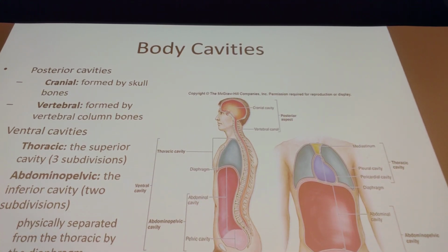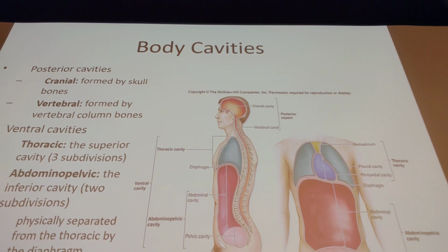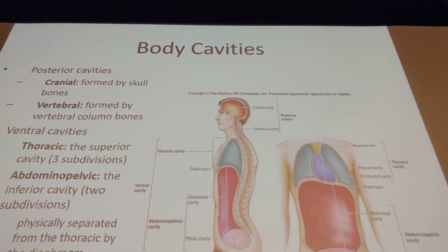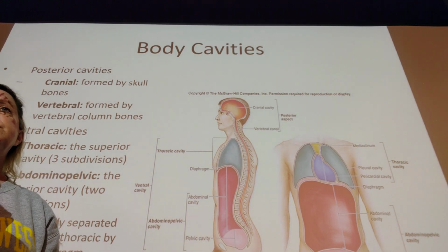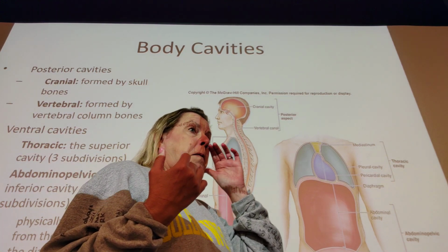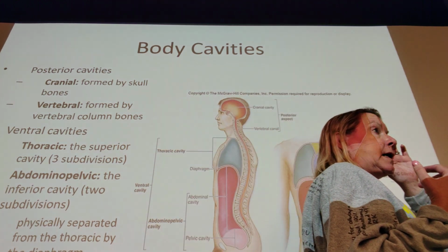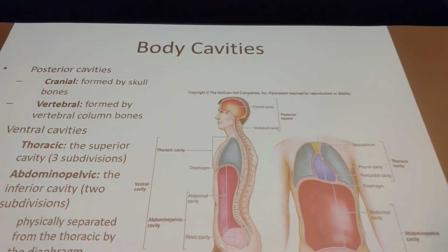In your homework packet, there is a question or two that asks you what structures can you find in your mediastinum. You can find your esophagus, you can find your trachea, you can even find an endocrine gland called your thymus.